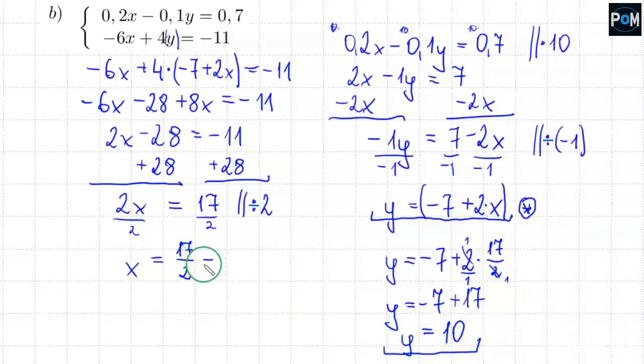With x, we could still factor out the wholes. 17 halves is 8. 8 times 2 is 16, which means I still need one more to get 17. This is the solution to my system of equations.